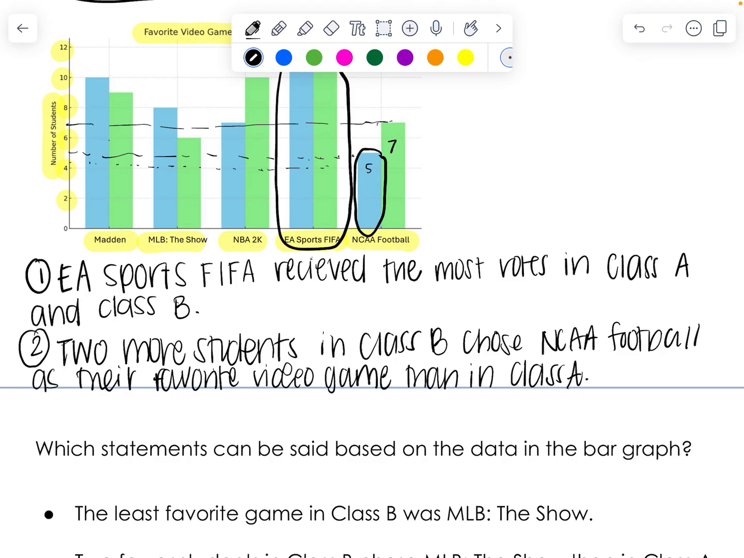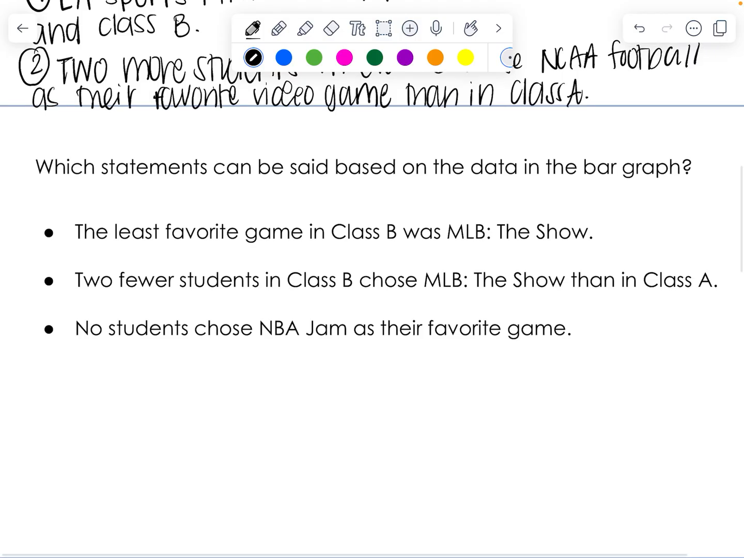Moving on, let's look at some statements and determine if these statements can be said about the data in the graph. Which statements can be said based on the data in the bar graph? The first one says the least favorite game in Class B was MLB The Show. The next says 2 fewer students in Class B chose MLB The Show than Class A. And the last says no students chose NBA Jam as their favorite game. The first thing I notice is that NBA Jam wasn't even mentioned.